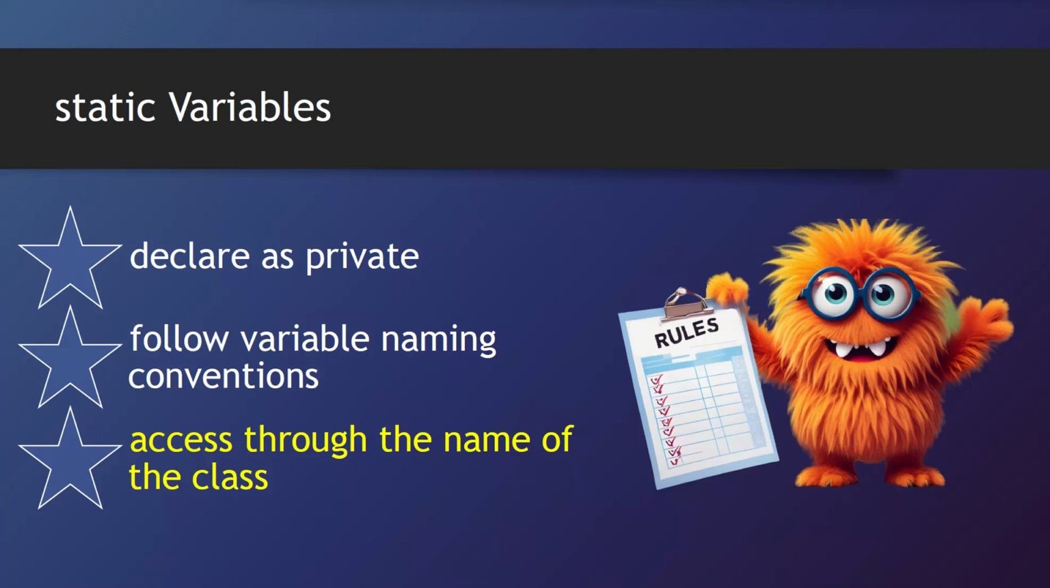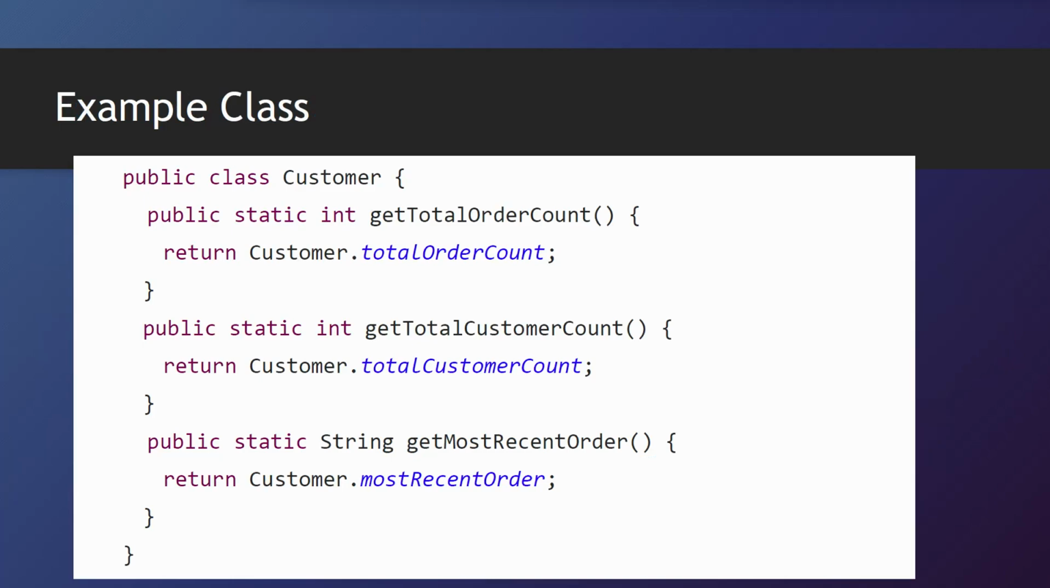It's best practice to use the name of the class when referring to static variables. This isn't always required by the compiler, but it's good practice because it's a visual cue to someone reading your code that this is a static variable. You can see that in these static methods, we reference the static variables using the name of the class, even though we're inside of the Customer class.